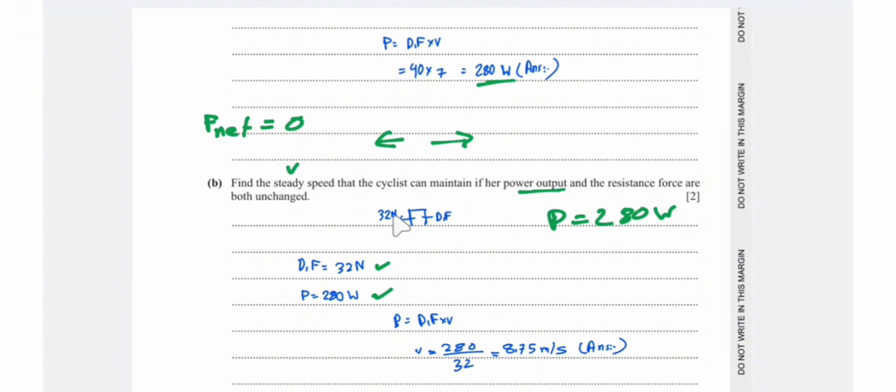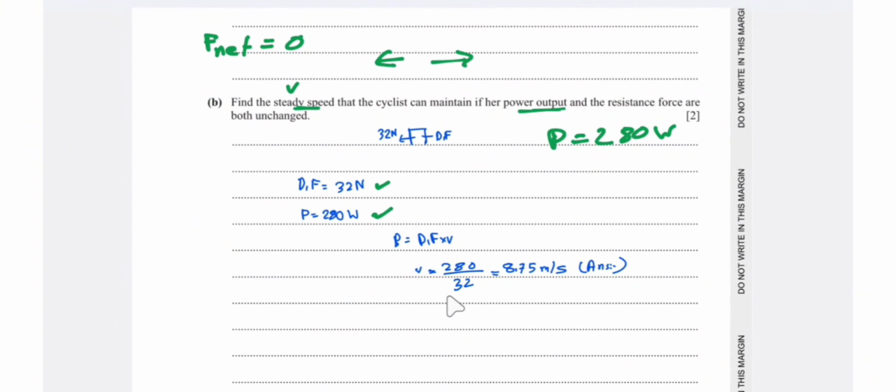Since we know the driving force and the value of power, and we need to find the steady speed, that is the value of v. So power is equal to force into velocity, and the velocity is equal to power by force. So power by force, that is 280 by 32. We get the velocity as 8.75 meter per second.